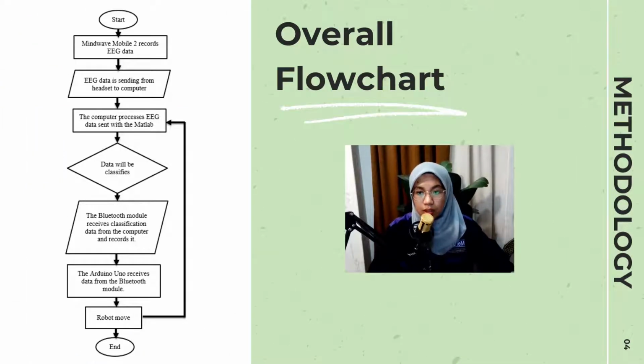This is the overall flow chart for this project. It will start from Mindwave Mobile 2 requesting EEG data, and EEG data is sent from the headset to the computer. The computer processes the EEG data with MATLAB. Data will be classified, and next the Bluetooth module receives classification data from the computer and records it. The Arduino Uno receives data from the Bluetooth module, and the robot will move.